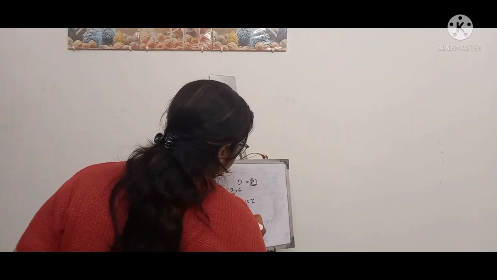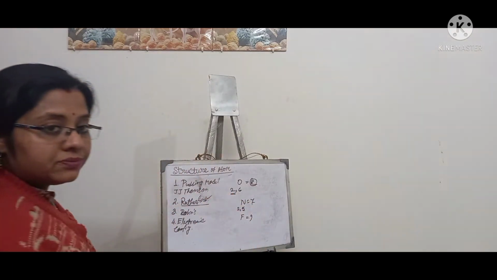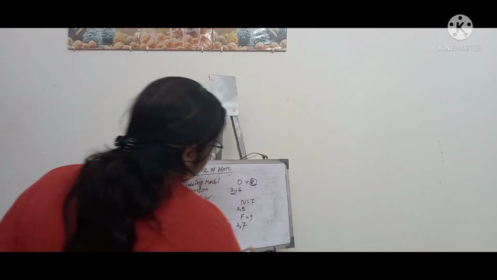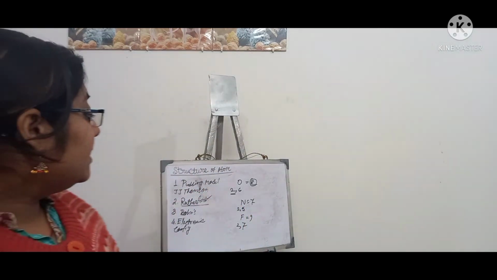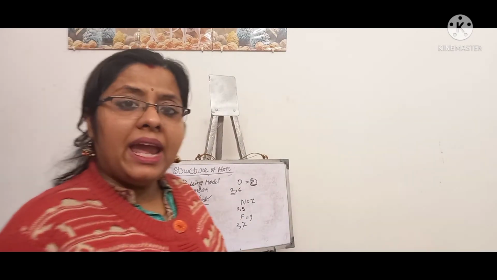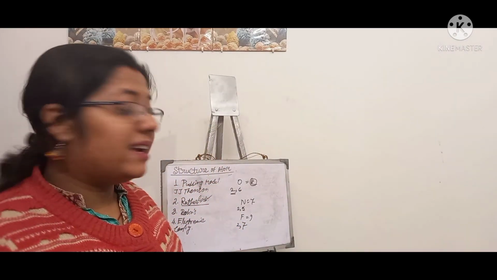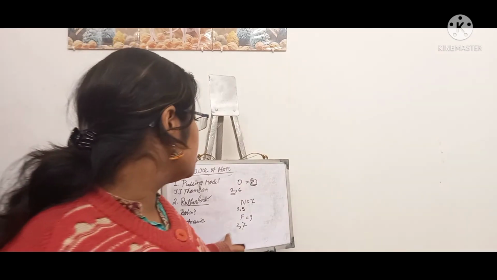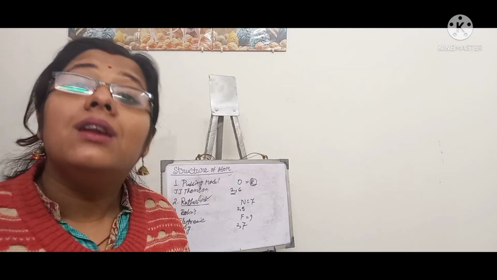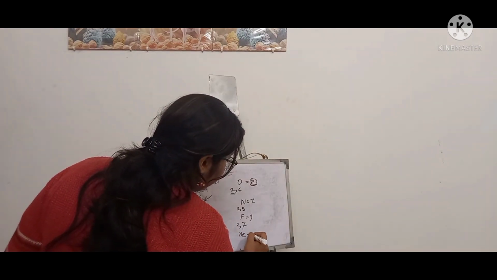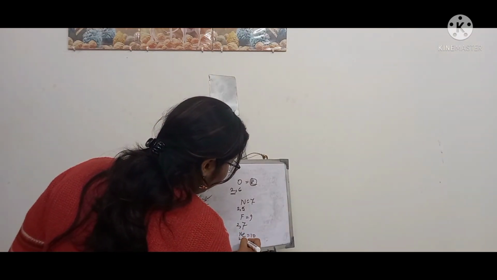Now suppose I am writing fluorine, 9. Then 2, 7. So in the second orbit, maximum electron holding capacity is 8, but less than that. Here, less than 8. What is the number? 7, because 2 plus 7 equal to 9. Now, neon, 10, 2, 8.